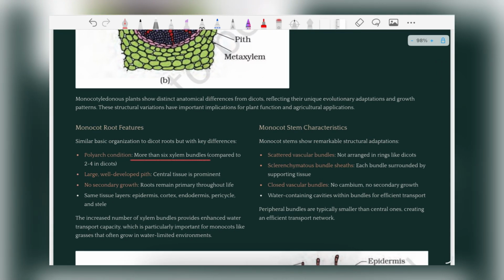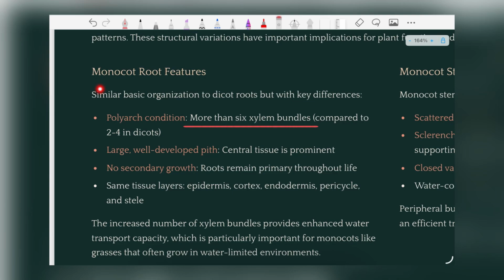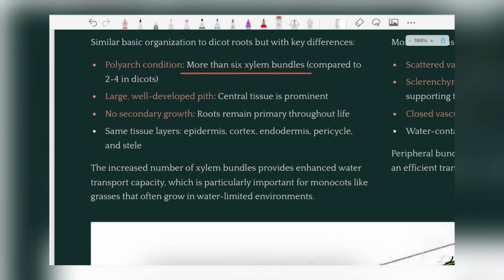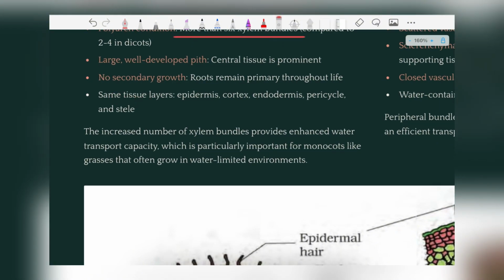Now here, monocotyledonous plants show distinctive anatomical differences from dicots, reflecting their unique evolutionary adaptation and growth patterns. These structural variations have important implications for plant functions and agricultural applications. Monocot root features similar basic organization to dicot roots, but with key differences. Polyarch condition, more than 6 xylem bundles compared to 2 to 4 in dicots. Large and well developed pith. Central tissue is prominent, no secondary growth. Roots remain primary throughout life. Same tissue layers: epidermis, cortex, endodermis, pericycle, and stele.